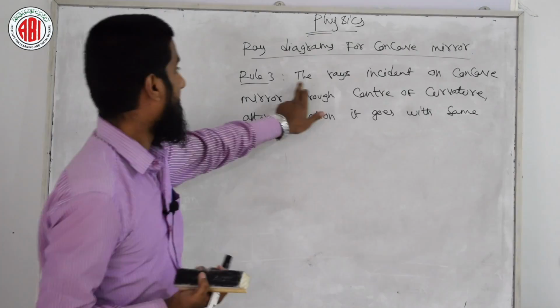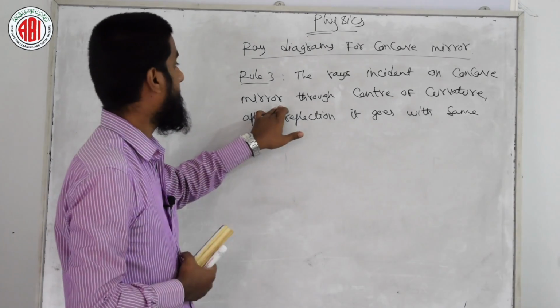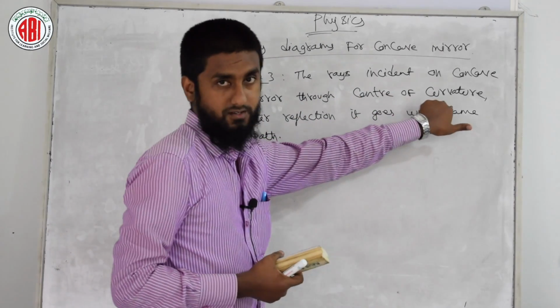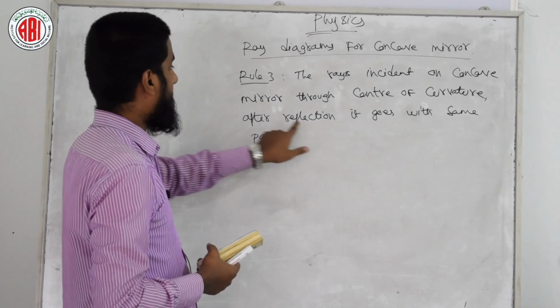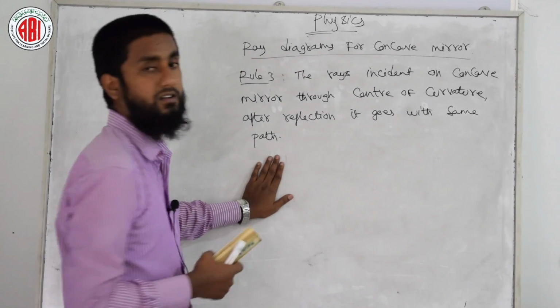Now rule 3: the rays incident on the concave mirror through the center of curvature, after reflection, go along the same path.